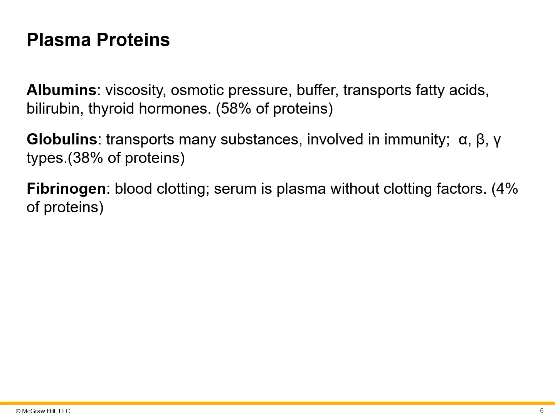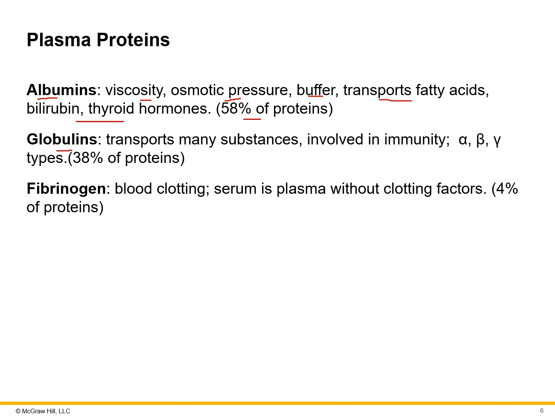Now, what about these proteins that are found in there? Again, we mentioned the albumins. This is the majority, about 58% of the proteins that are found in the plasma are albumins. It's important for the viscosity, so giving it some thickness, and helps regulate that osmotic pressure. So thinking about water moving in and out, so maintaining that. It helps with buffering, and also transports fatty acids, bilirubin, and thyroid hormones. Again, thinking about that transport function.